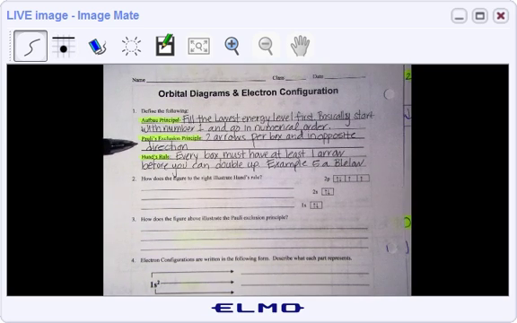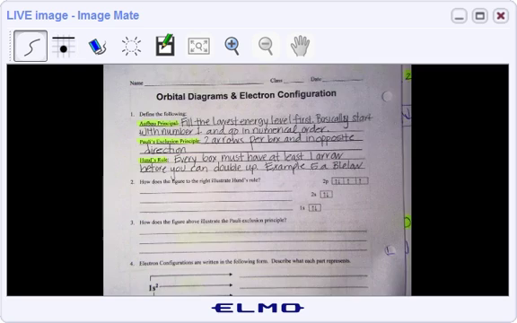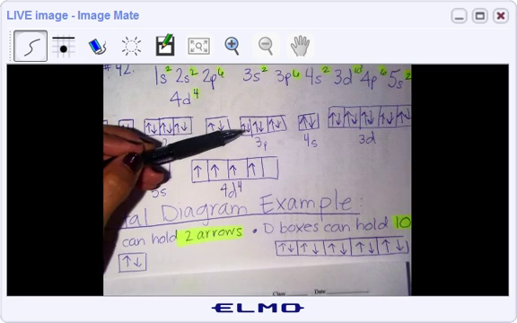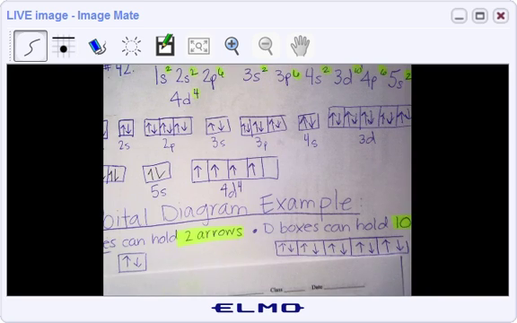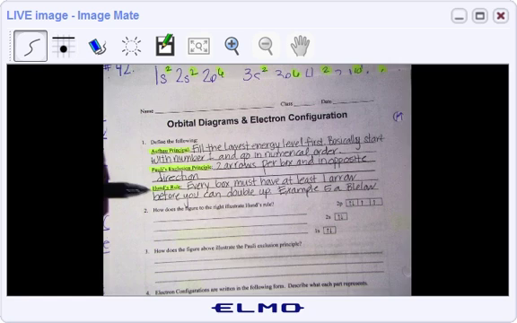Secondly, the Pauli exclusion principle states there's only 2 arrows per box, and they have to spin in opposite directions. So there's a good example right here. There's only 2 arrows per box, and they're going in opposite directions. Okay, that's a rule you have to follow. It's Pauli's exclusion. The last rule we have is called Hund's rule.